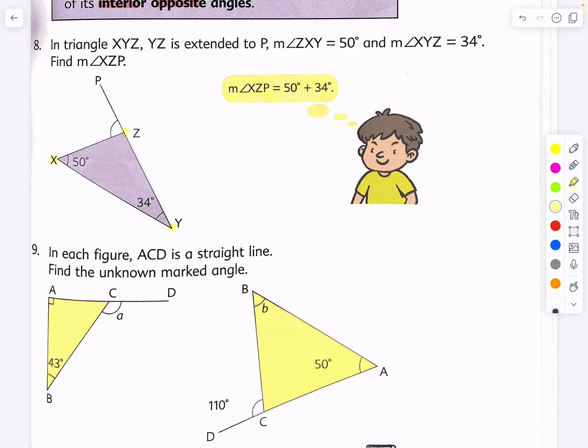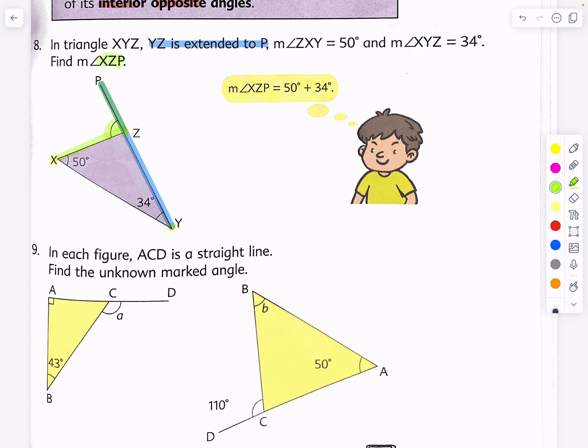The side YZ is extended to point P, creating a new angle. I'm going to stick with my colors, lime green, creating angle XZP. So it's from X to Z and to P. This is the exterior angle, XZP.